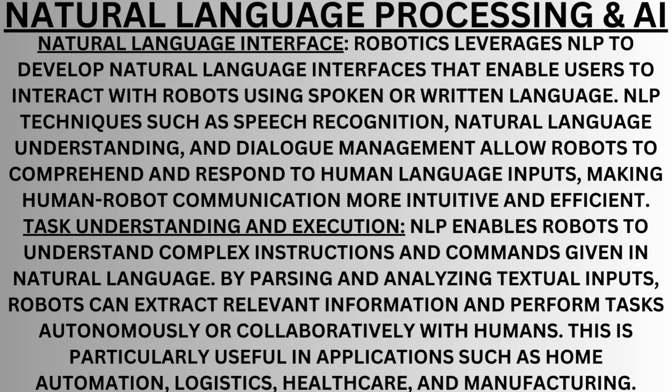Task understanding and execution. Natural language processing enables robots to understand complex instructions and commands given in natural language. By parsing and analyzing textual inputs, robots can extract relevant information and perform tasks autonomously or collaboratively with humans. This is particularly useful in applications such as home automation, logistics, healthcare, and manufacturing.